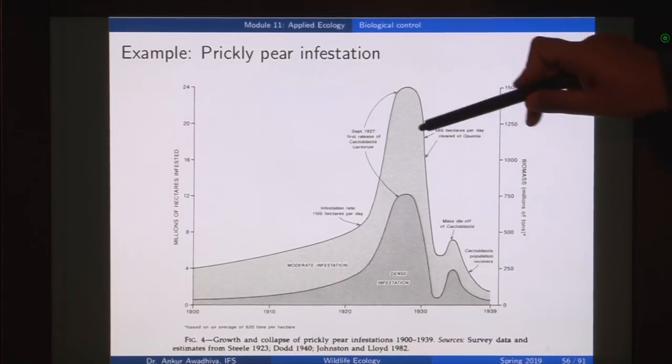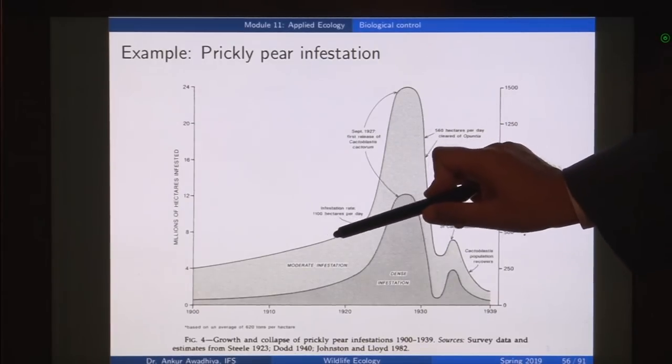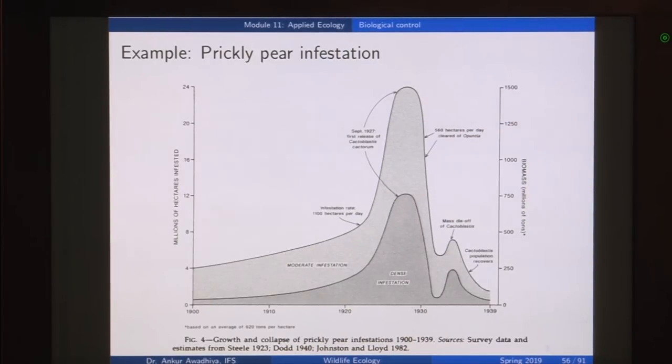Now, in the log phase, it says that we had as many as 1100 hectares of area that were getting infested by prickly pear every day. Now, we are not talking about weeks or months or years. 1100 hectares every day were getting infested because of these prickly pears.